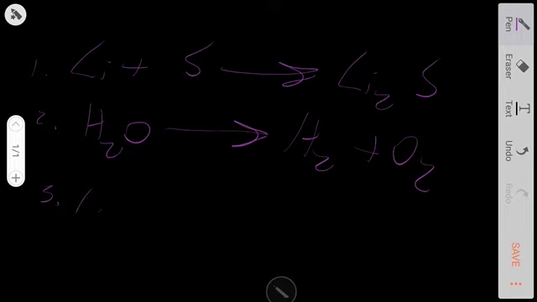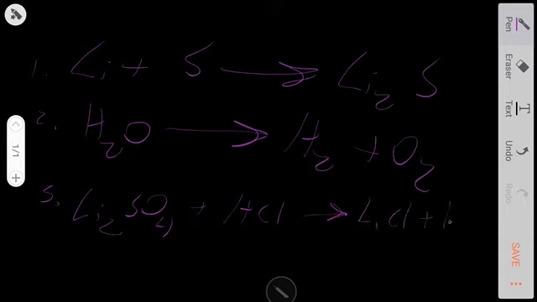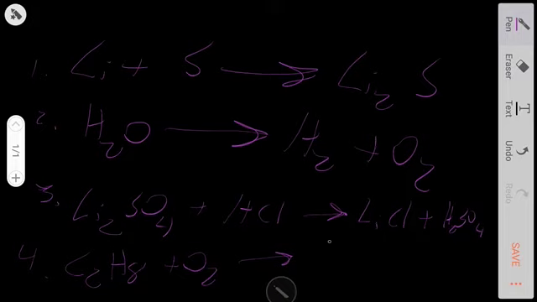I guess if I had something like Li2SO4 plus HCl, that might work. That would give me lithium chloride plus H2SO4. And finally, number 4, if I had something like C2H8 plus O2, and that gave me CO2 plus H2O.